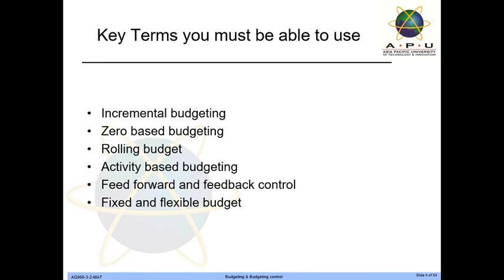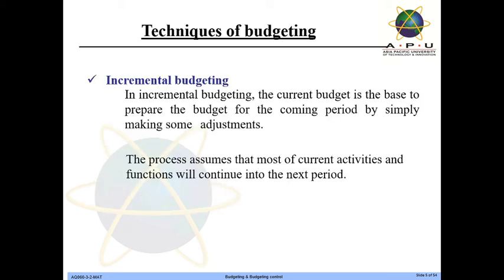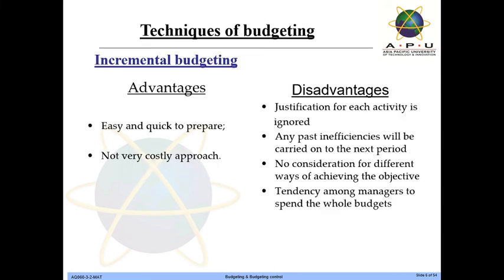So okay, now we already cover fixed and flexible budget. We already cover zero-based budget. So actually we have a few other budgets that we have to cover: incremental budget, rolling budget, activity-based budgeting, feed forward and feedback control. Then okay, what is incremental budgeting? In incremental budgeting, the current budget is the base to prepare the budget for the coming period by simply making some adjustments. The process assumes that most of the current activities and functions will continue into the next period.